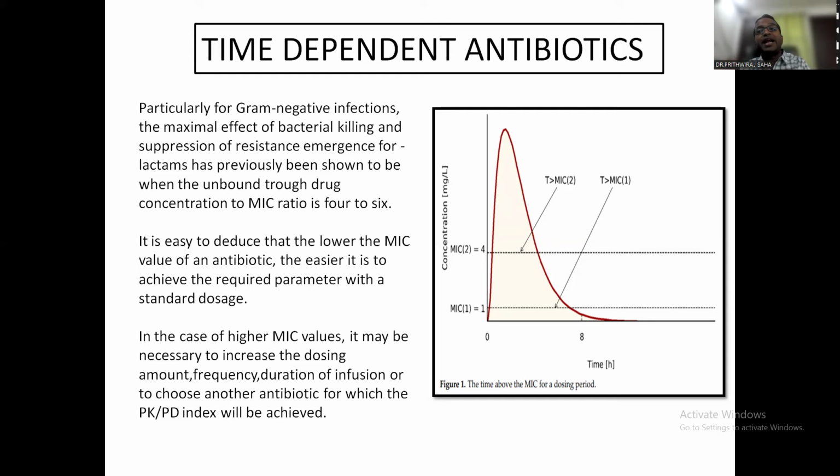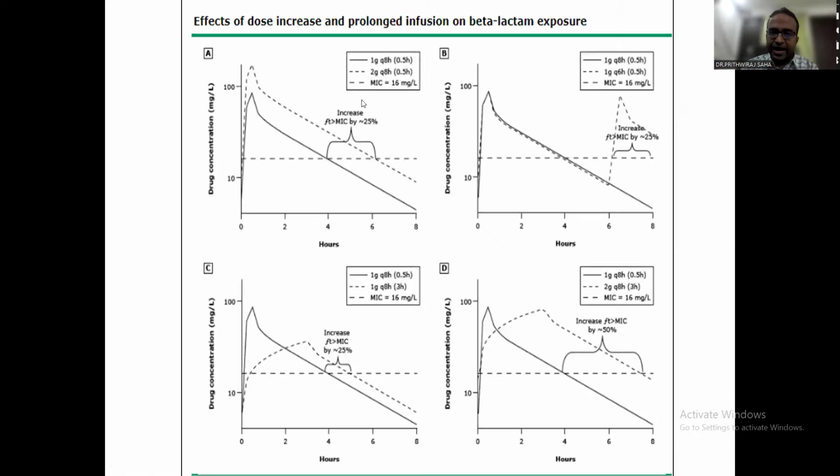Continuous or intermittent infusions are better than bolus administration in our Indian scenario because we are having bugs with higher MICs, right? Now coming to this diagram, this will make your concept clearer. I have tried to copy paste pictures so that you understand the concept more clearly.